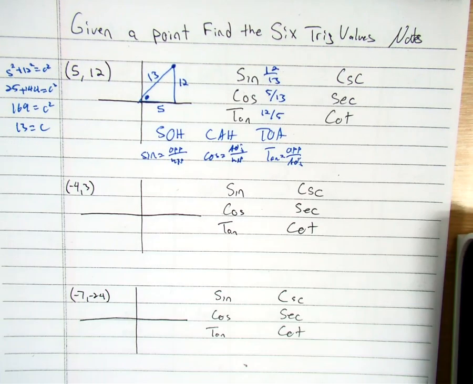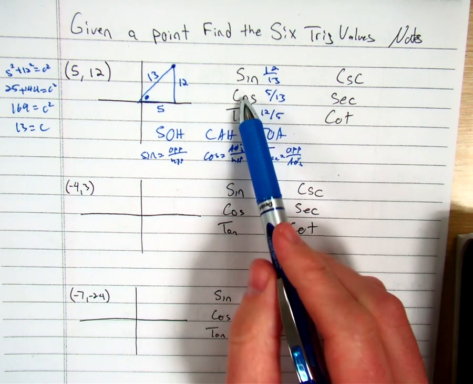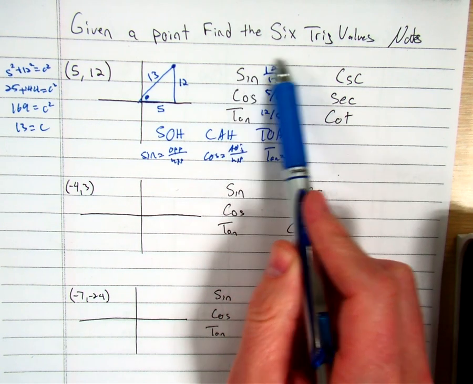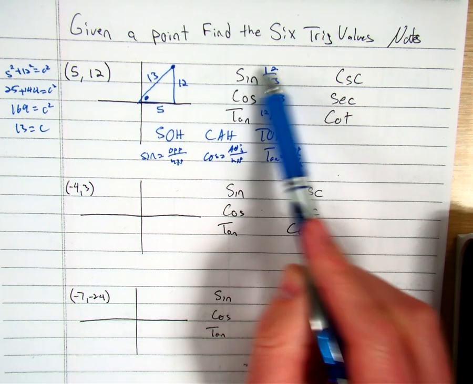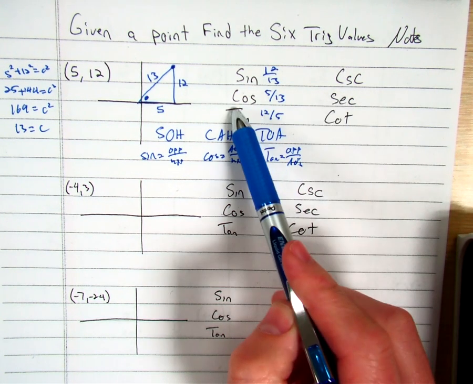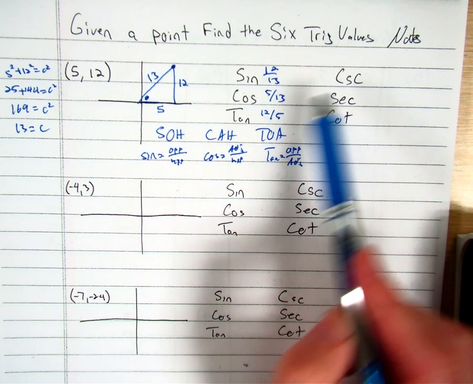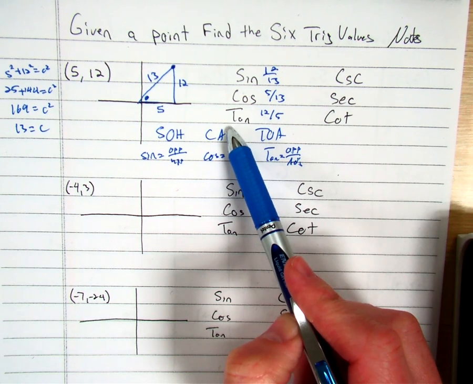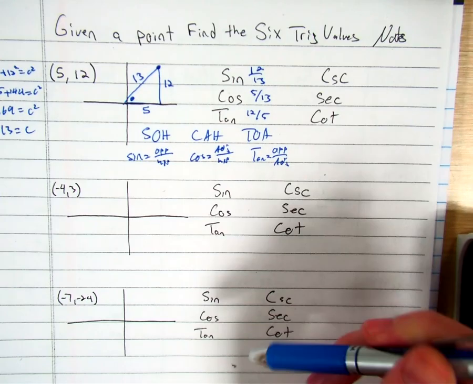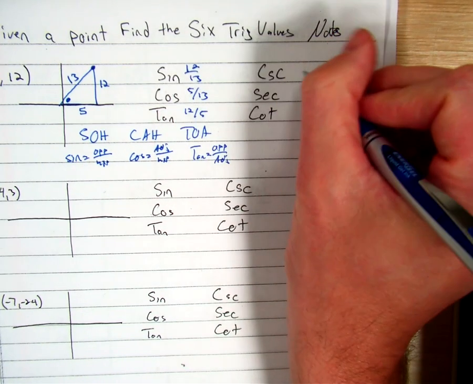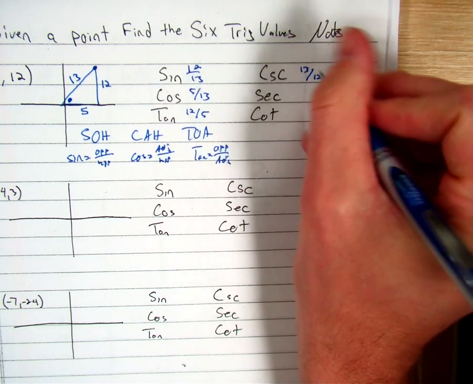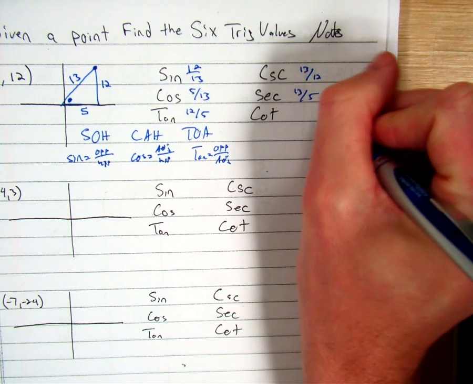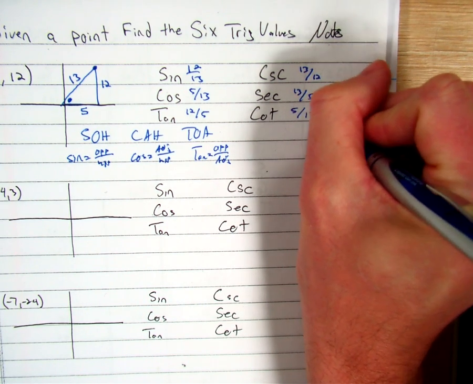To get the other three, these are the reciprocals. Sine starts with an S, so its partner is going to start with a C. Every one of these, the partner will either be a C or an S. Cosine starts with a C, so its partner is an S. And tangent starts with a T, and so its partner is a C. So we're going to flip these. 13 over 12, 13 over 5, and 5 over 12.